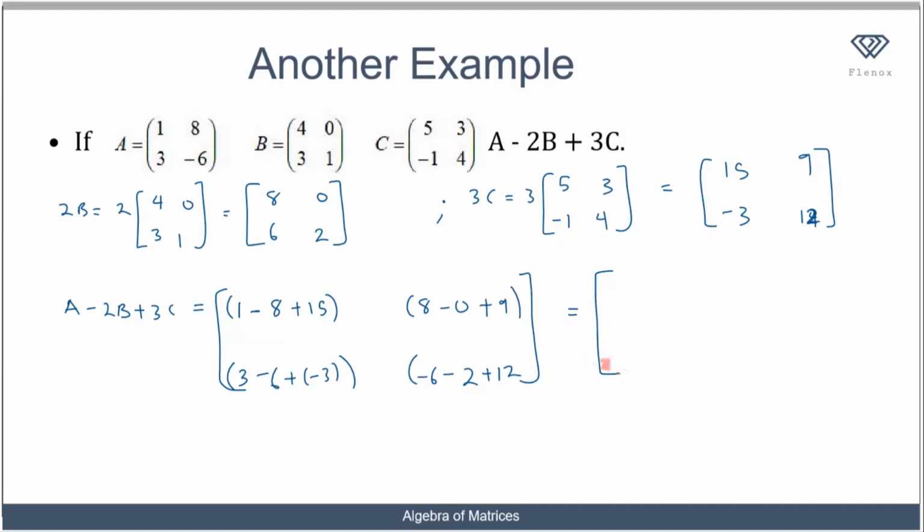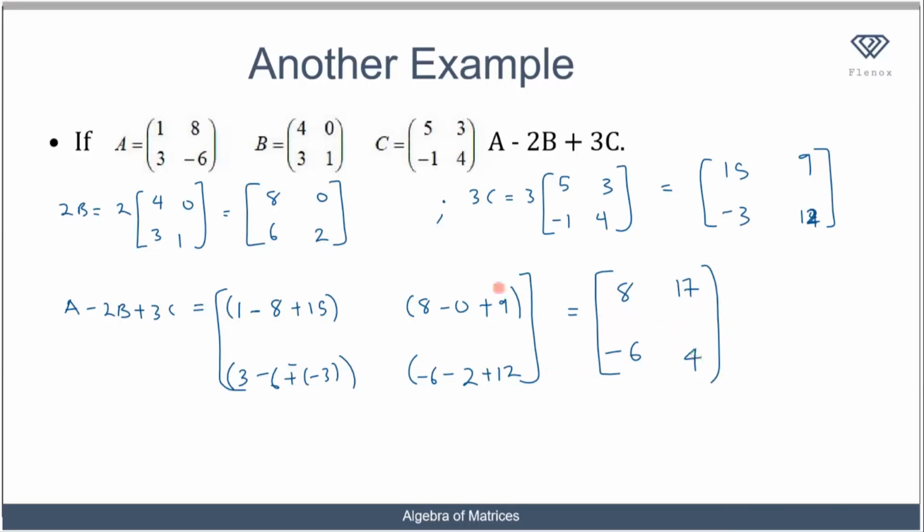So when I simplify that, what would I get? 1 minus 8 is minus 7. And minus 7 plus 15 is 8. So here will be 8. 8 minus 0 is 8. 8 plus 9 is 17. So here will be 17. Plus times minus is minus. So you have minus here. So you have 3 minus 6, which is minus 3. And minus 3 minus 3 will be what? Minus 6. And finally, I have minus 6 minus 2, which gives me minus 8. And minus 8 plus 12 gives me 4.